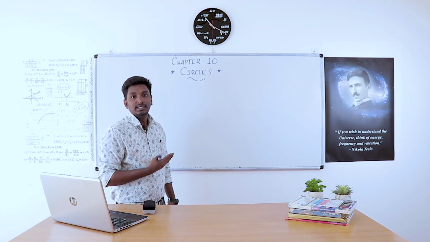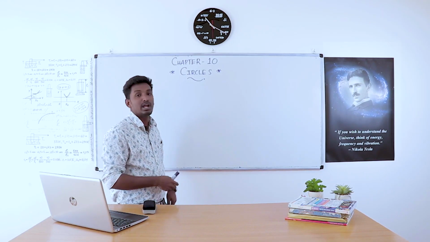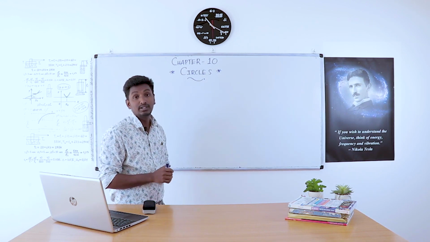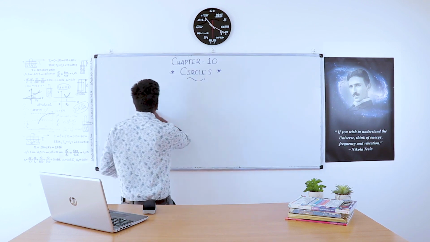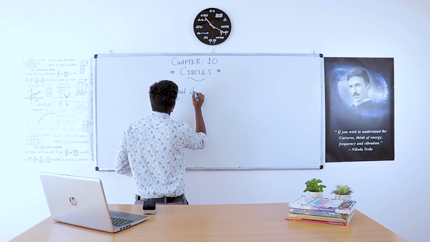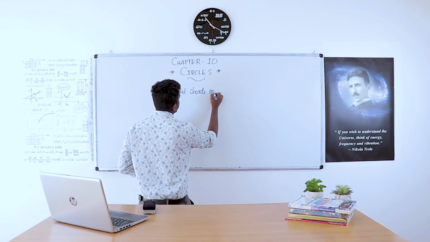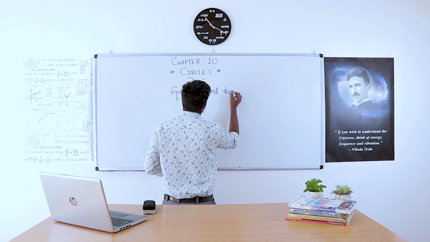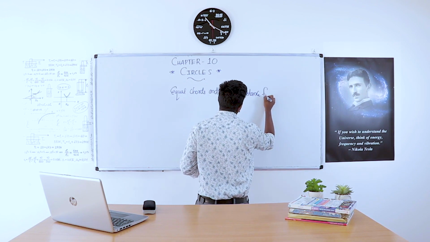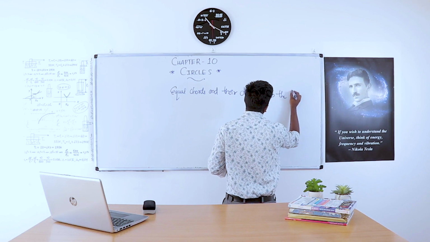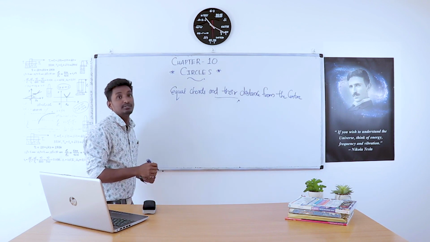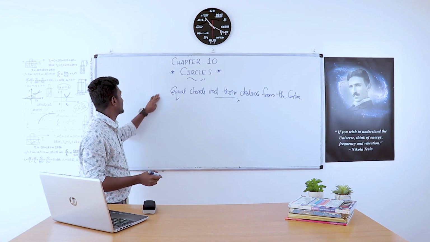Three theorems are now completed, and now we have to explain the fourth theorem. The fourth theorem is related to equal chords and their distance from the center. This is the condition for the fourth theorem: equal chords and their distance from the center.